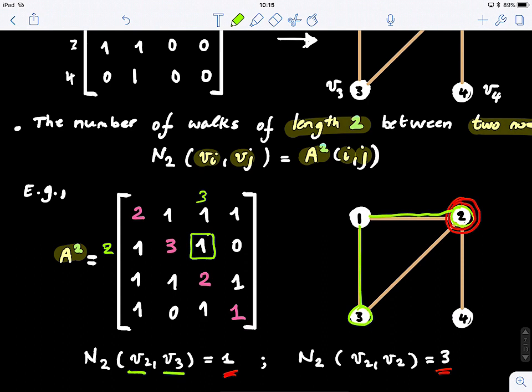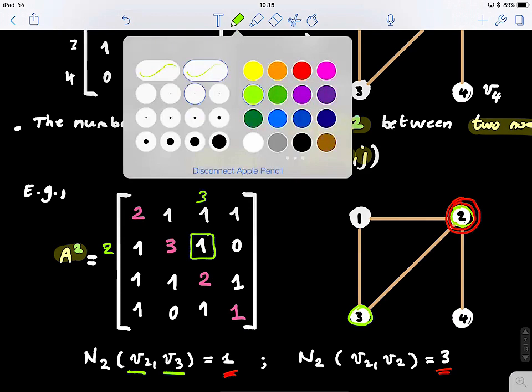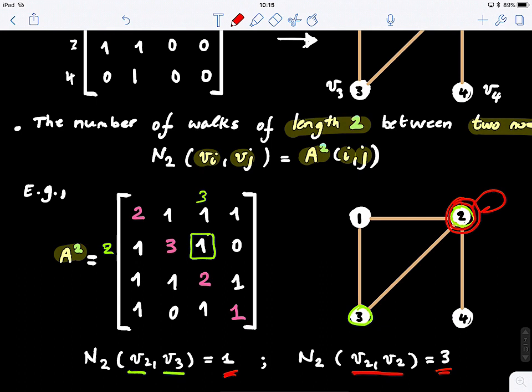Now for V2, we want to go from V2 and come back to V2. So this is from 2 to 2, and we have 3. Why do we have the number 3? What does it mean? It means we have 3 walks. I can go, and I need to go back. So this is number 1, this is number 2, and this is number 3.